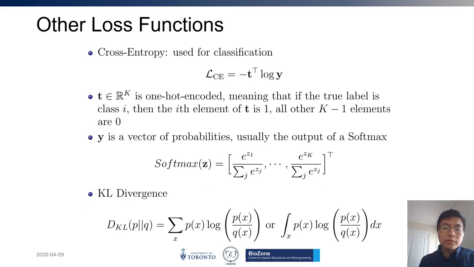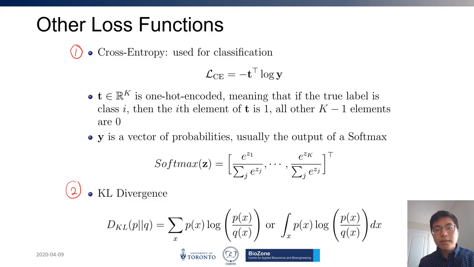So for different machine learning tasks, you want to use different loss functions. So previously we saw the mean squared error. Here we're going to see two more. First is cross entropy, and the second one is KL divergence. Cross entropy is used for classification tasks.